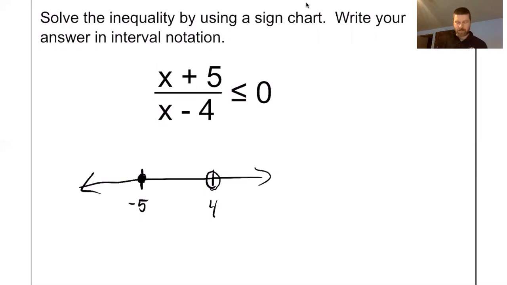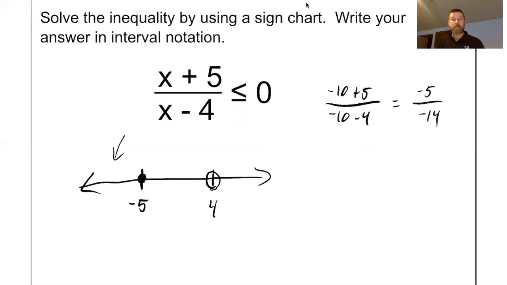And I'm just going to test some values. If I test something over here, something more negative than -5, like let's say -10, if I put a negative 10 into that equation, I'll have negative 10 plus 5 over negative 10 minus 4. That's negative 5 over negative 14. A negative divided by a negative is a positive. That means all the values over here are positive values. Whether I put a negative 6 in or a negative 7 in or negative 8 in, those are all going to be positive values.